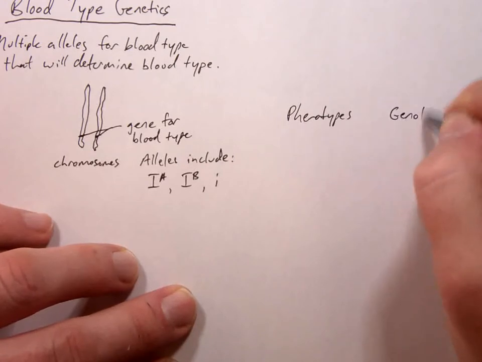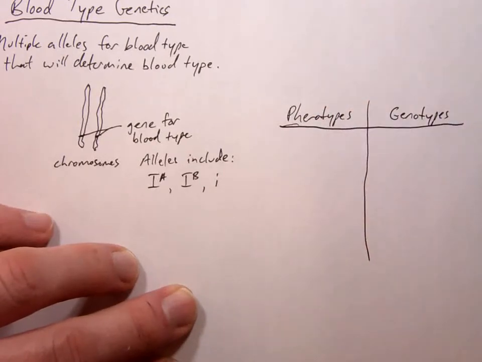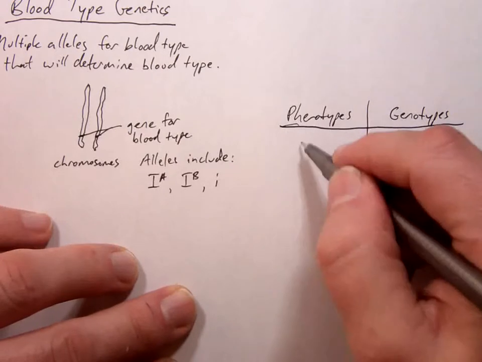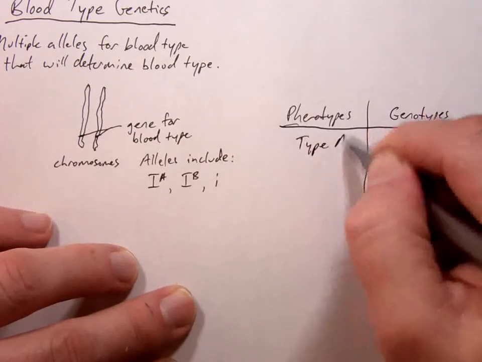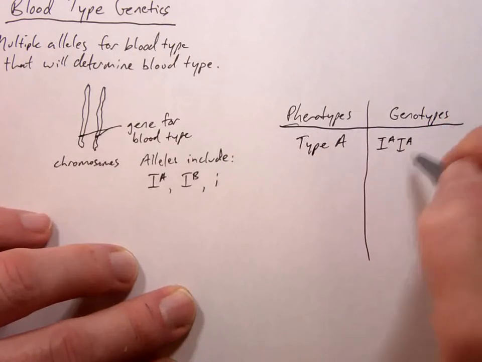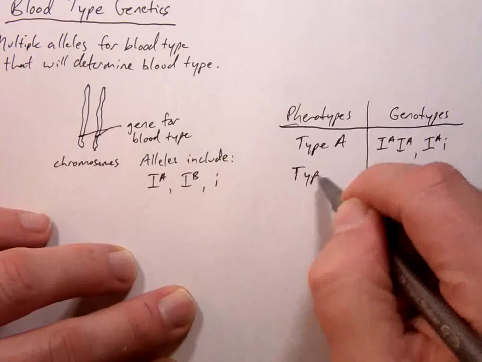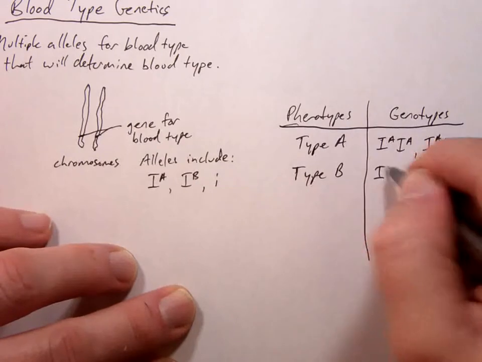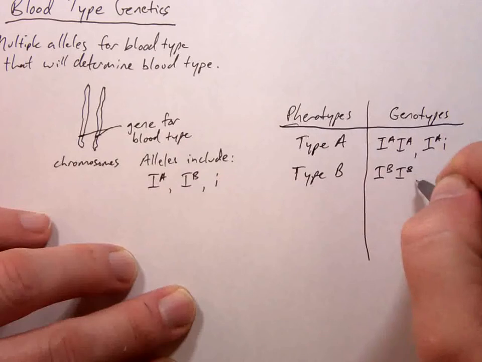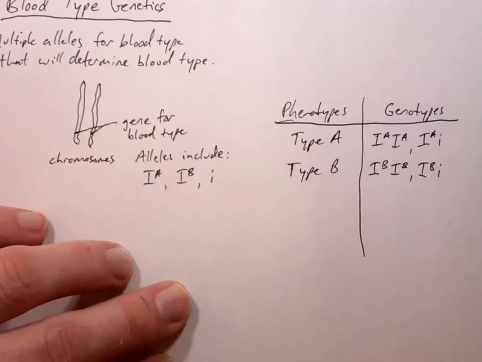Phenotypes and genotypes. Phenotypes are basically what's expressed, what it looks like, and genotypes are the genes that represent that. So for type A blood, you can have big I^A, big I^A, which is homozygous dominant for A, or you can have big I^A, little i, which would be heterozygous. You can have type B, which would be big I^B, big I^B, or big I^B, little i, which would be the heterozygous version of this.